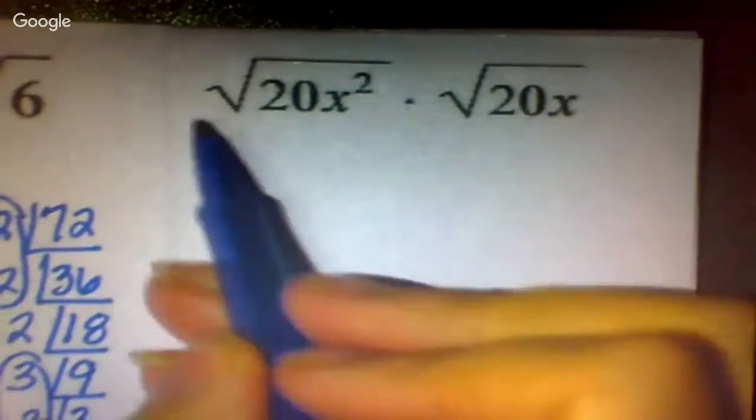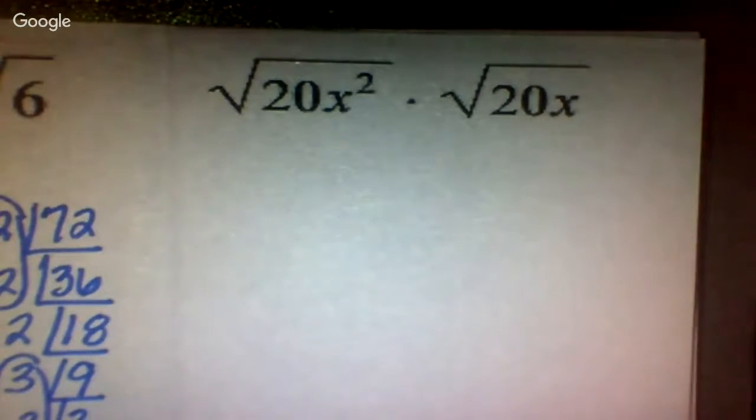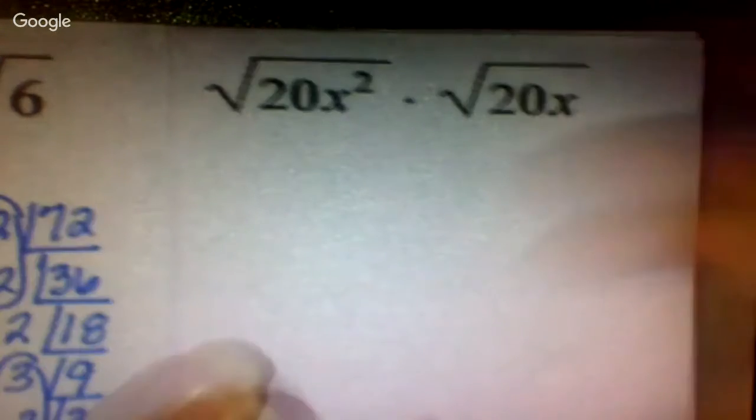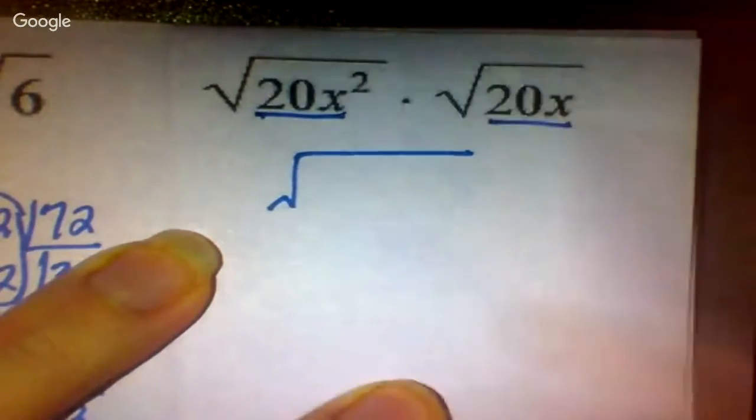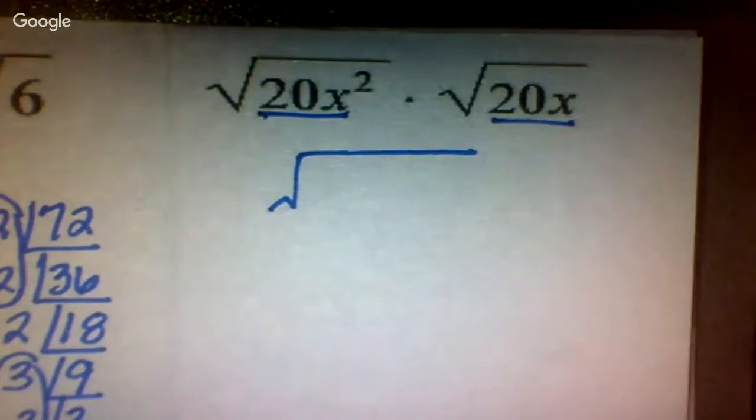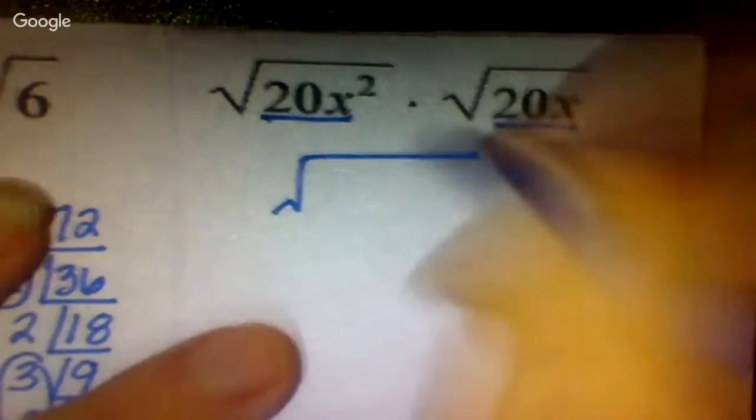Okay. Now, because both of your coefficients are 1 and multiplying something by 1 doesn't change it, we can bypass that. So now we've got the square root. We have to multiply what's underneath the square root. So let's start with your numbers. What's 20 times 20? 400.